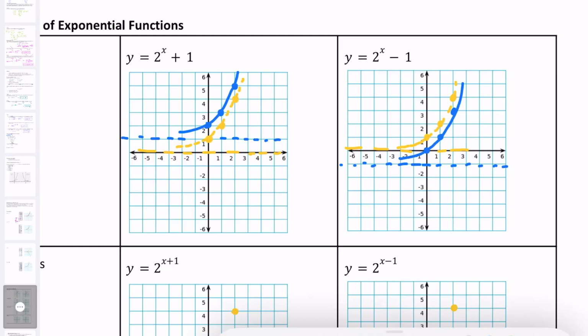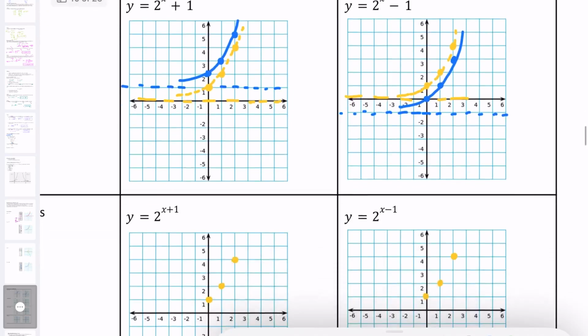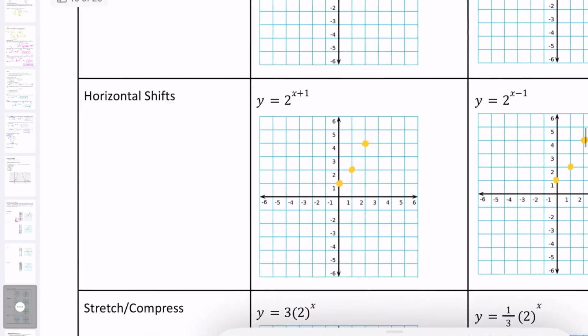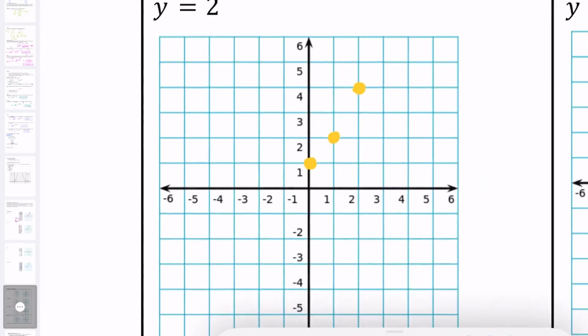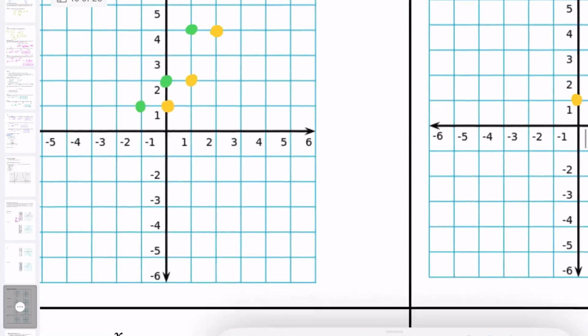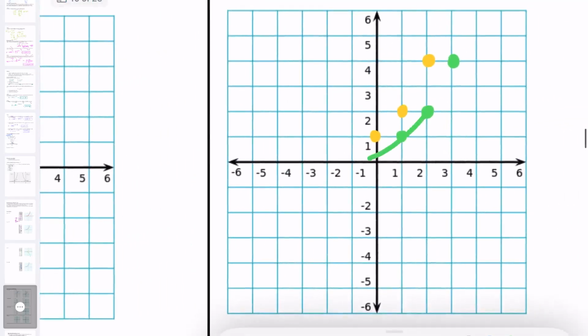This is very important. Okay, you always move the asymptote with it when you have a vertical change. Okay, with the exponent of +1 and -1, you are shifting horizontally. So I'm going to move left a unit, and then I'm going to move right a unit. Okay. In this case, my asymptote does not change. It stays the same.